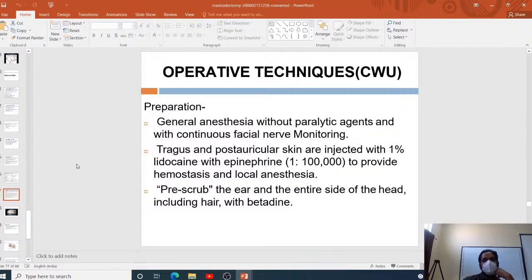So for operative technique, I'll show you a video, and the brief about that is preparation. This should mostly be performed under general anesthesia, without any paralytic agents, and if possible, a facial nerve monitor should be kept in the operation theater bedside. And a post-auricular incision should be given. But before giving that incision, you need to infiltrate with an anesthetic agent, lignocaine or xylocaine, 1 in 1 lakh, to provide hemostasis and local anesthesia.